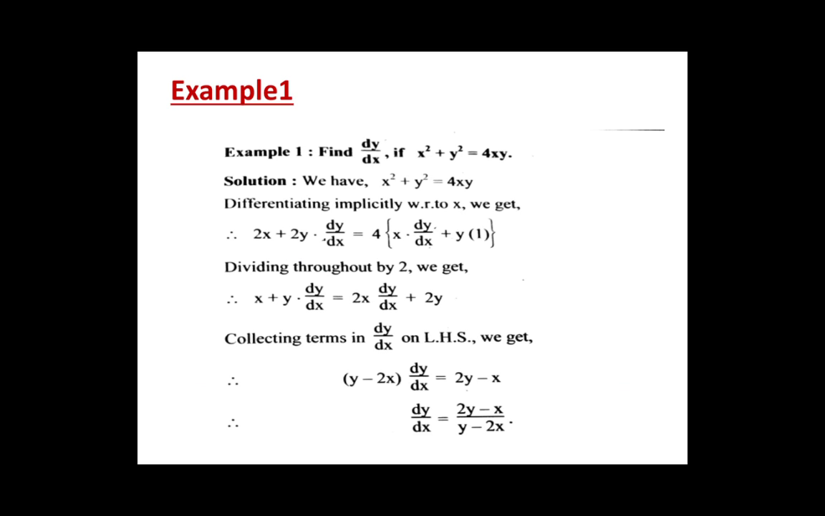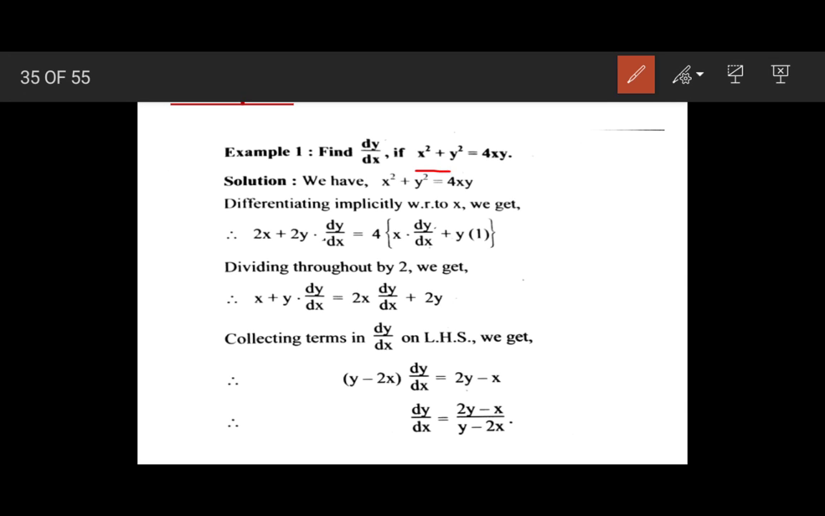Okay, now implicit function is clear. Now let us see how to find the derivative of implicit function. So let's see the first example. Here the question is find dy upon dx if x square plus y square equal to 4xy, right? Now the function is an implicit function. So for implicit function what we have to do? We have to directly differentiate. We will directly differentiate this function.